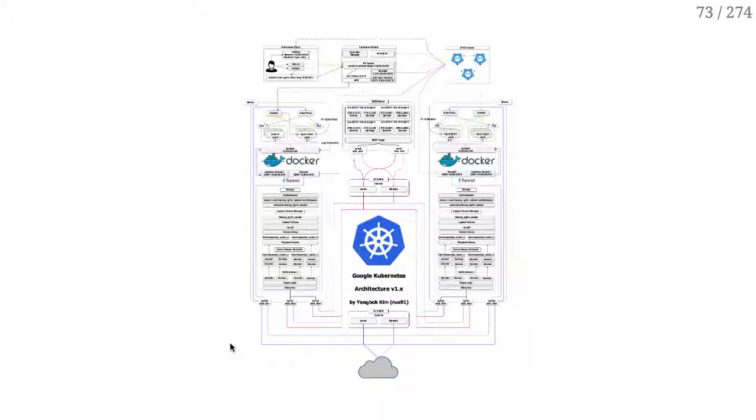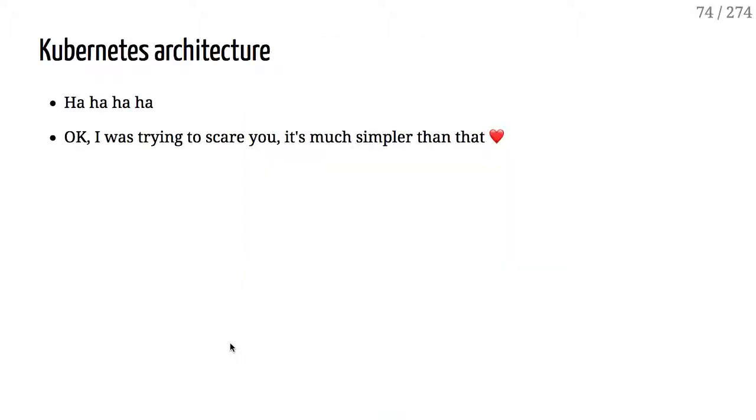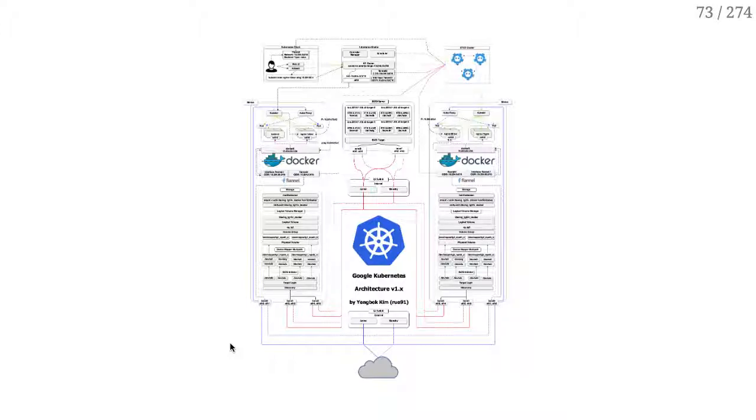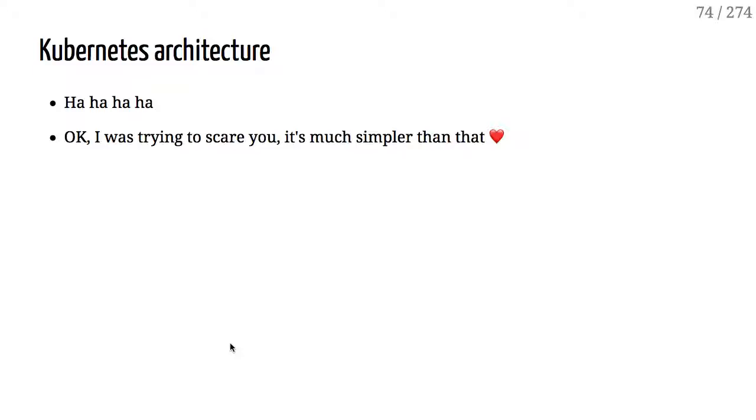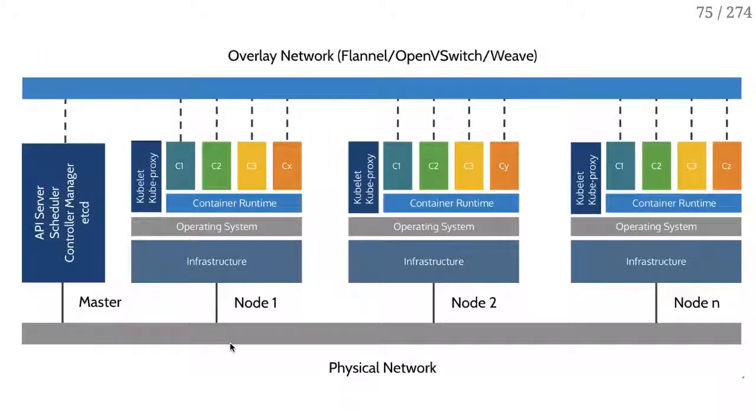So what does the architecture look like? It's a little bit like this. No, that was not the real architecture. This is an architecture of Kube, but running with a separated etcd cluster and with iSCSI storage and a few other components. Kube has the reputation of being complex, but it's not that complex. This is a more realistic diagram.